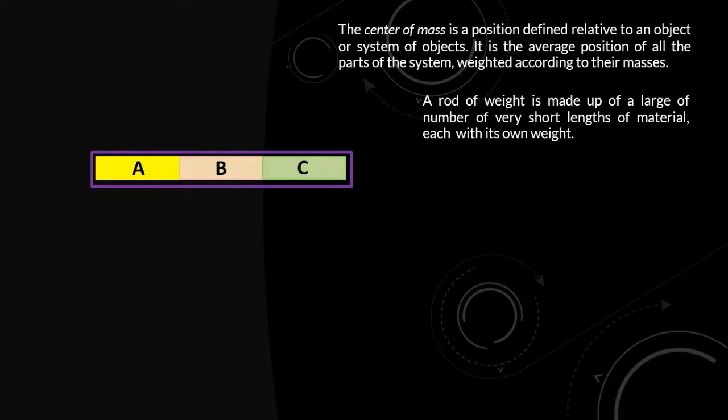A rod of weight is made out of a large number of very short lengths of material. That is object A, object B, and object C. Of course, each has its own weight, right?